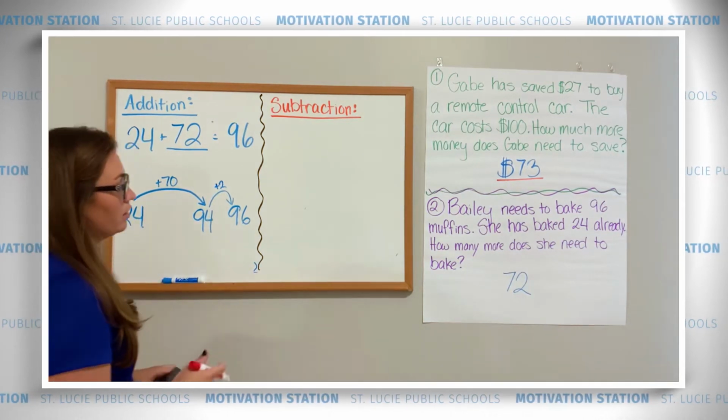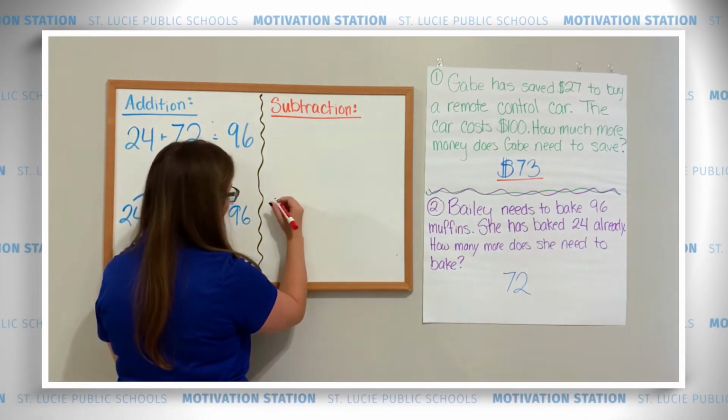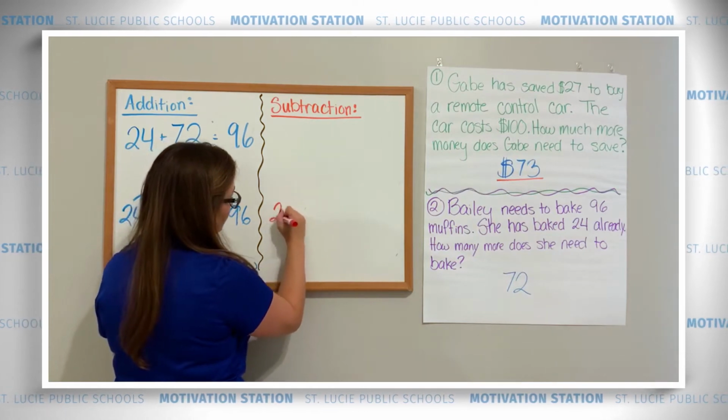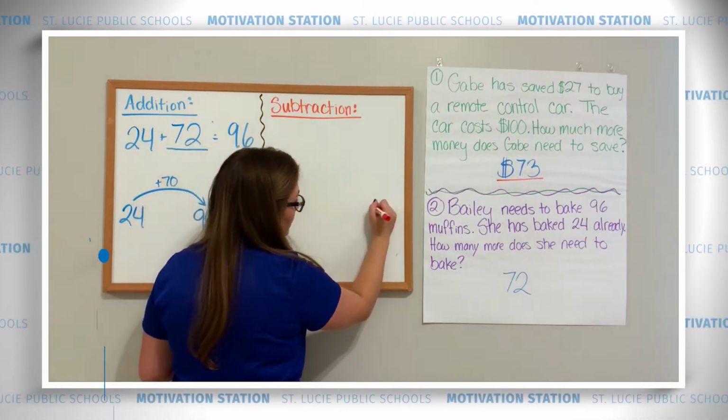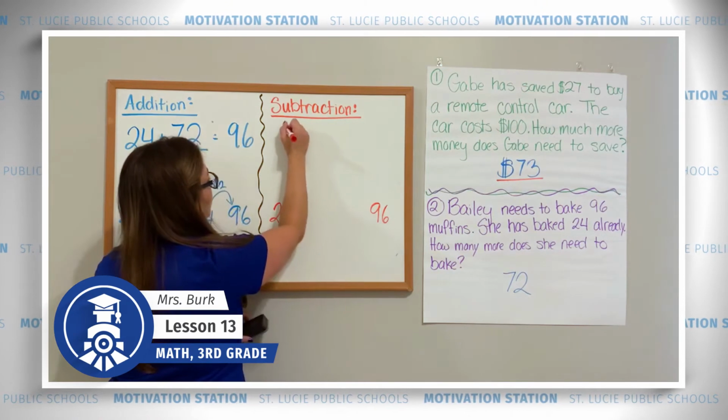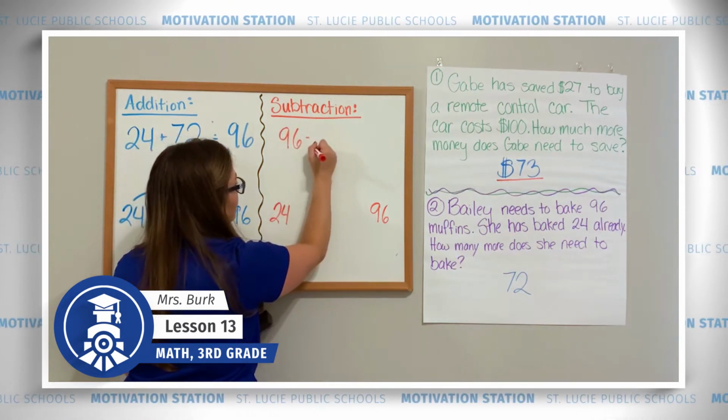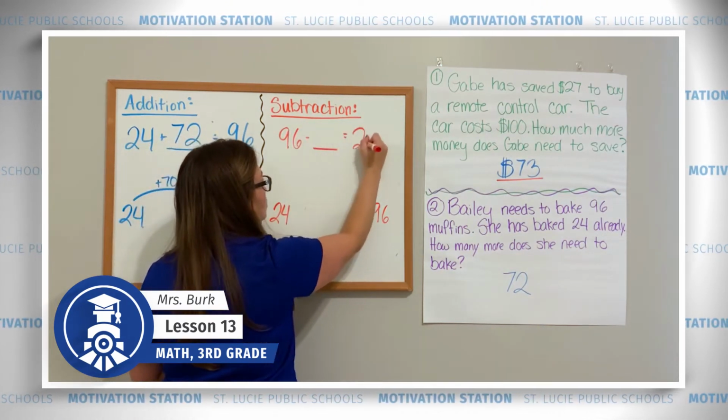For subtraction, we know that Bailey has 24 muffins made and she needs to get to 96. We're going to be solving this equation: 96 minus something equals 24.